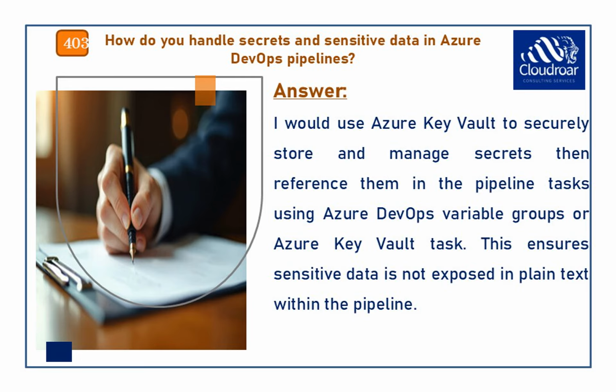Question 403. How do you handle secrets and sensitive data in Azure DevOps pipelines? I would use Azure Key Vault to securely store and manage secrets, then reference them in the pipeline tasks using Azure DevOps variable groups or Azure Key Vault task. This ensures sensitive data is not exposed in plain text within the pipeline.